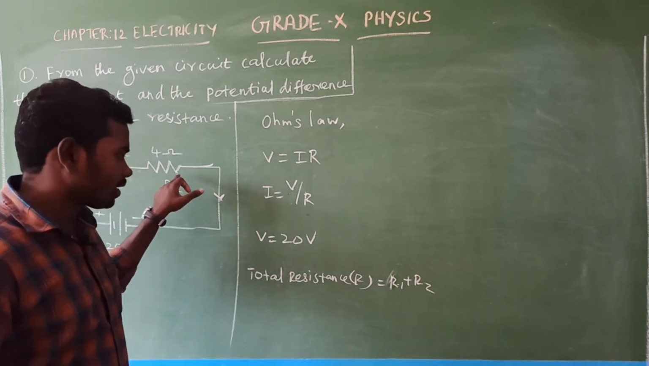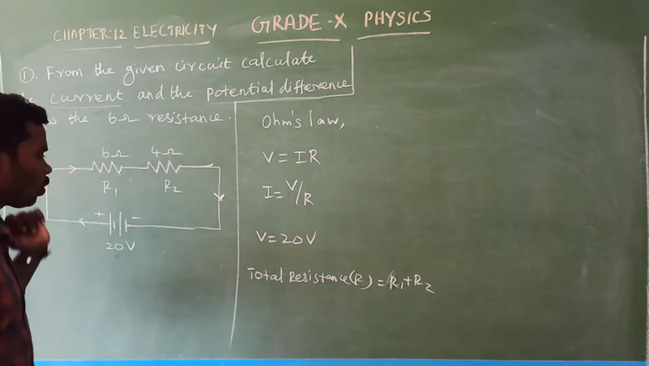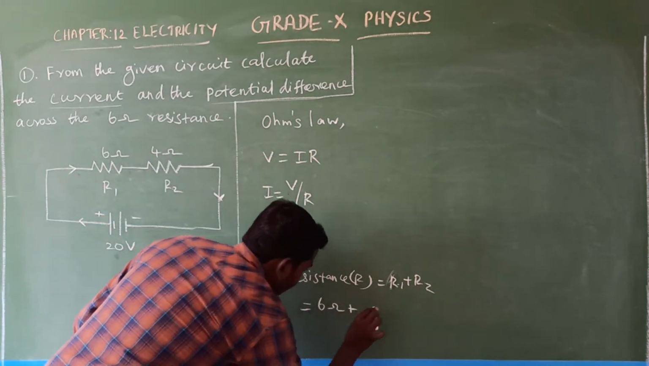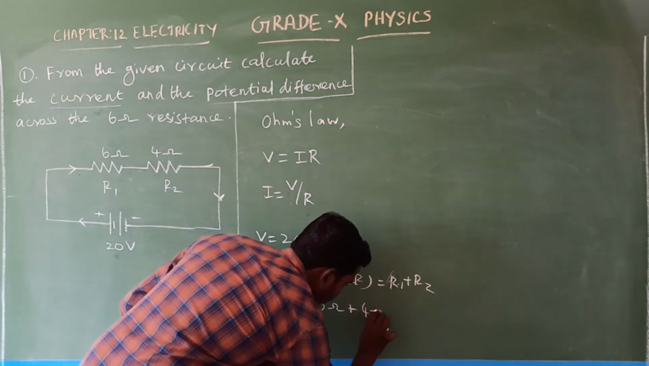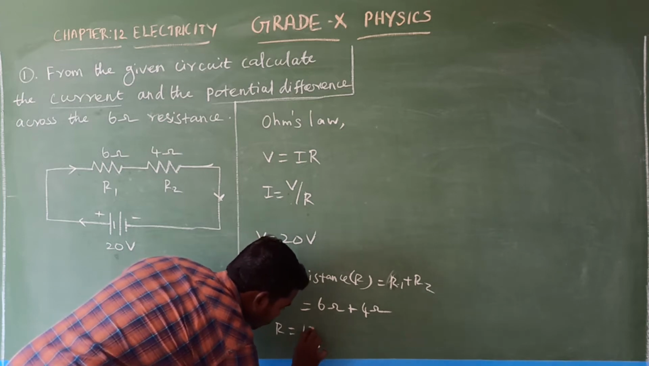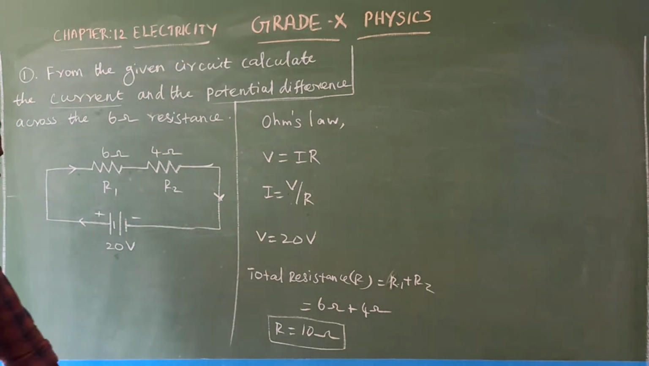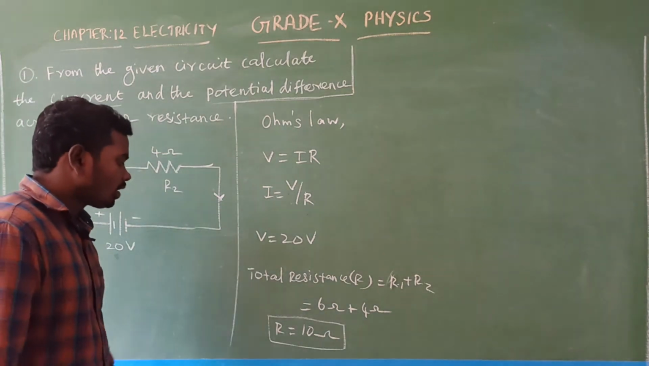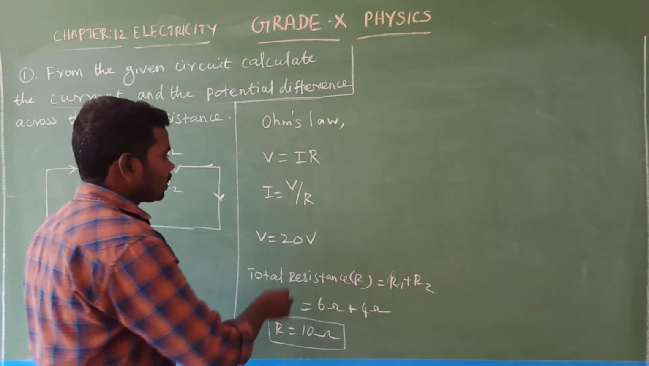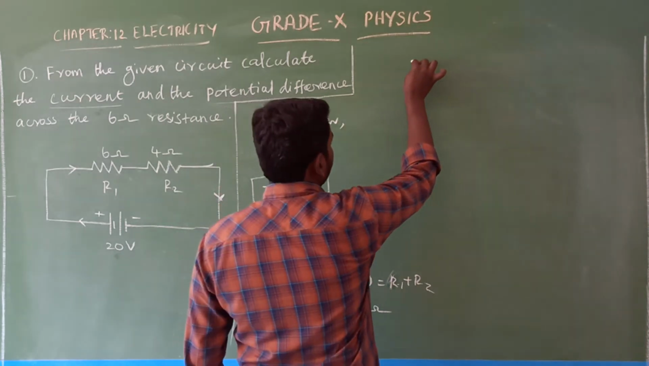So here two resistors are connected in series, so total resistance R is equal to R1 plus R2. What is the R1 value? Substitute here. 6 ohm. Then the R2 value is 4 ohm. So the R value will be 6 plus 4, that is equal to 10 ohm. Now substitute this V value and R value, then we can get the current value. Is it clear?